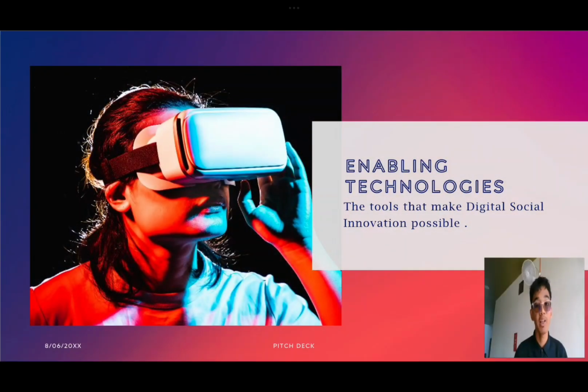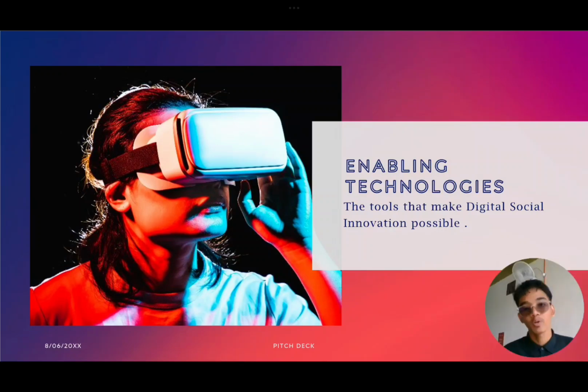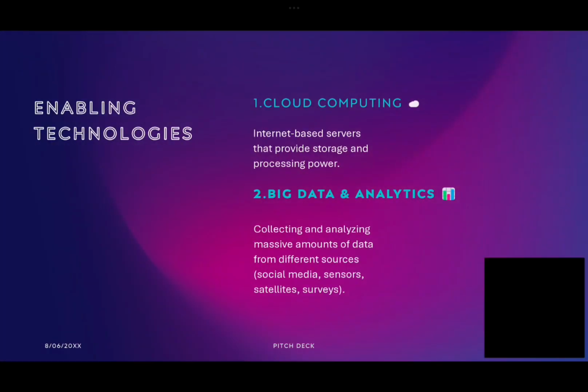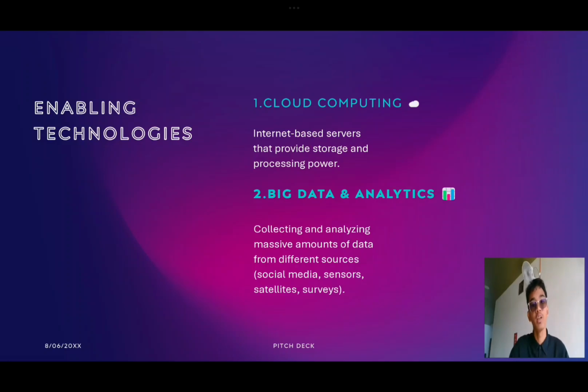Going to talk about the enabling technologies. These are essentially the tools that make digital social innovation possible. First, we have cloud computing. These are internet-based servers that provide storage and processing power. This allows NGOs to store data.